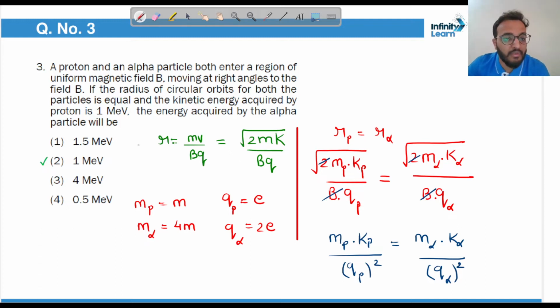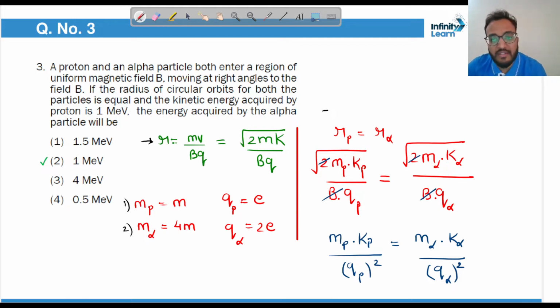Radius is mv by Bq, as you can see. Mv is momentum, so we can express it as root over 2mK by Bq. Now let's write down the mass of the proton and the charge of the proton, then the mass of the alpha particle and the charge on the alpha particle. Mass of proton is m, mass of alpha particle is 4m. Charge on proton is e, the charge on alpha particle is 2e.